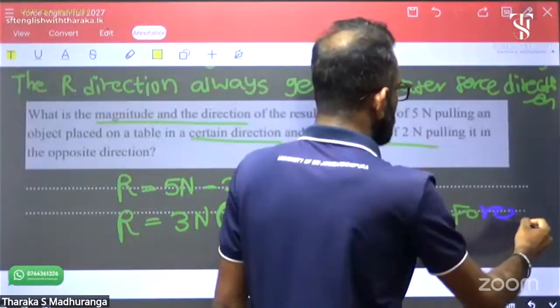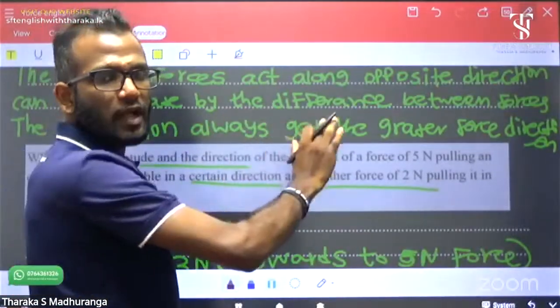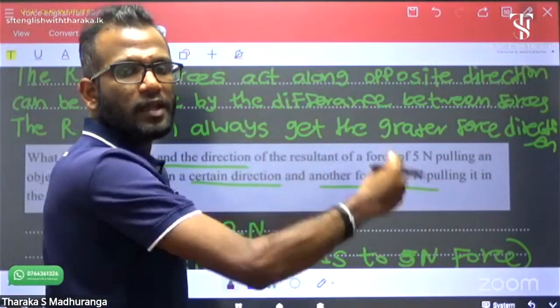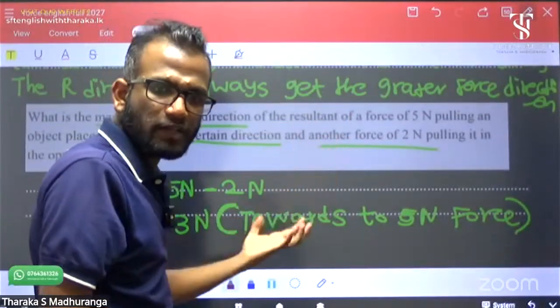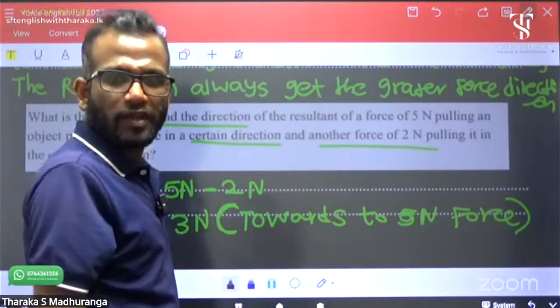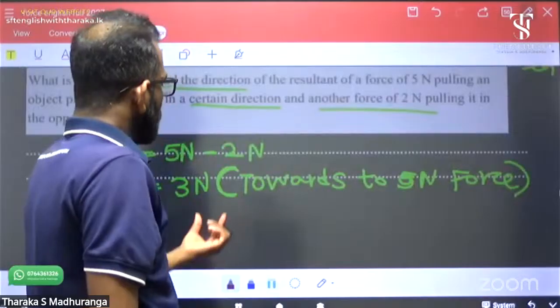I always told you the direction of the resultant force is in the direction of the greater force. Now, 5 Newton and 2 Newton, then what is the direction? Towards the 5 Newton direction. Okay, that's all.